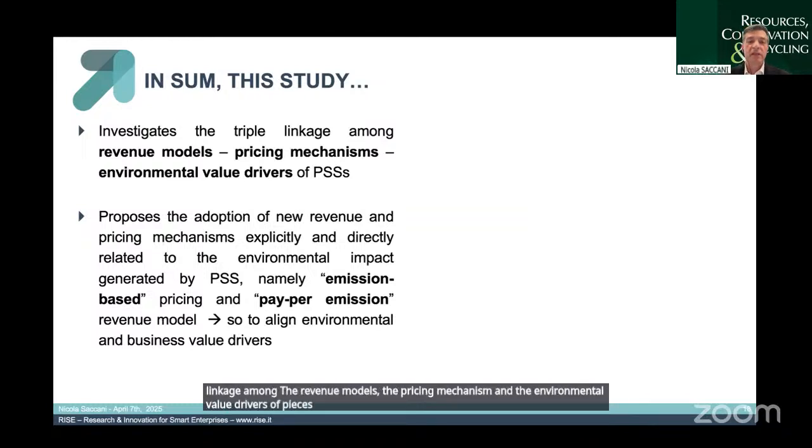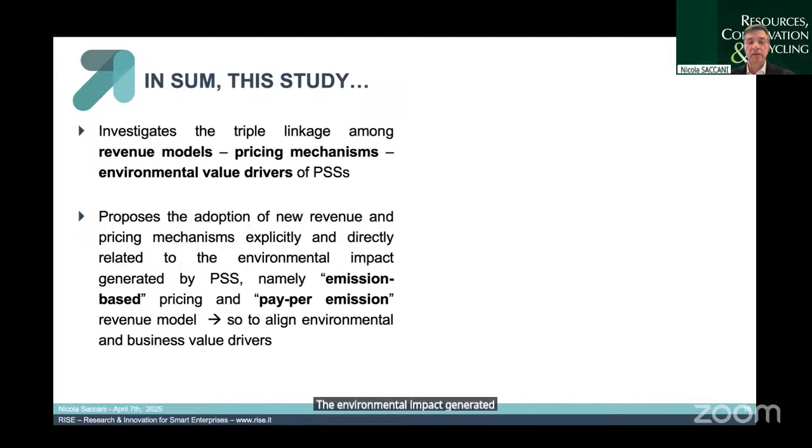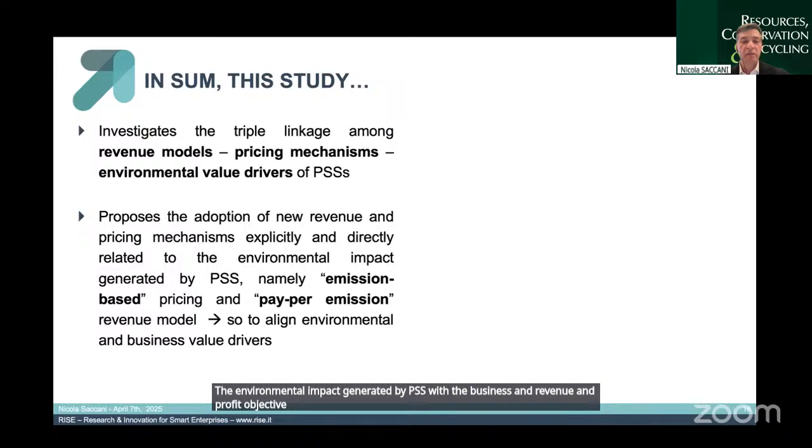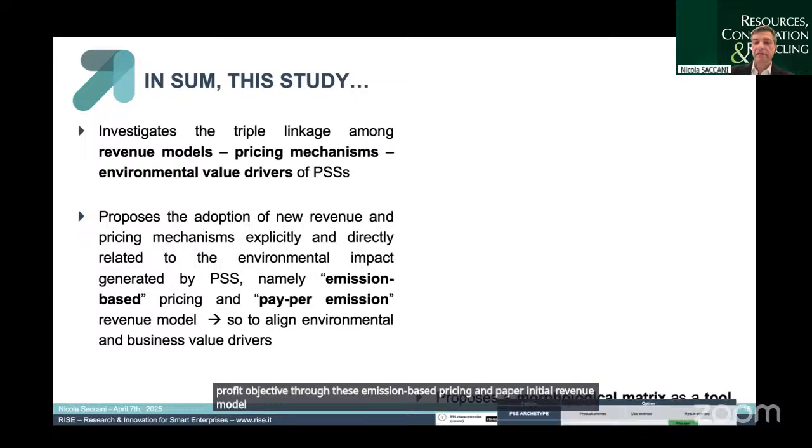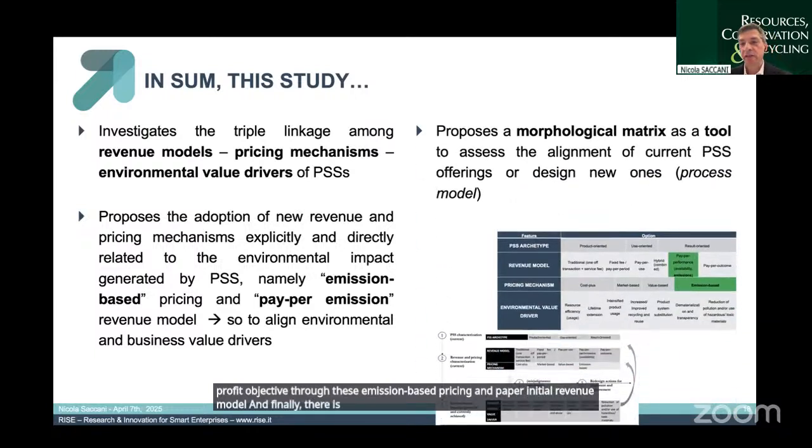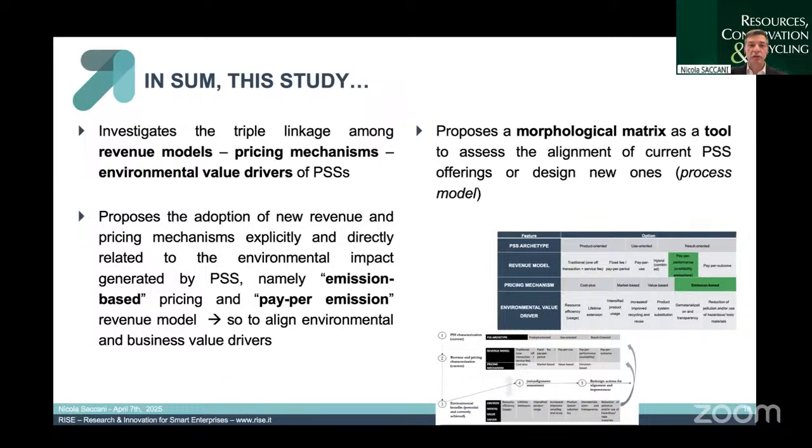Then we have this adoption with this proposal of new revenue and pricing mechanisms that are meant to explicitly and directly align the environmental impact generated by PSS with the business, revenue and profit objective through this emission-based pricing and pay-per-emission revenue model. And finally, there is the morphological matrix as a practical tool to assess the alignment of current or new offerings. What can we do in the future?